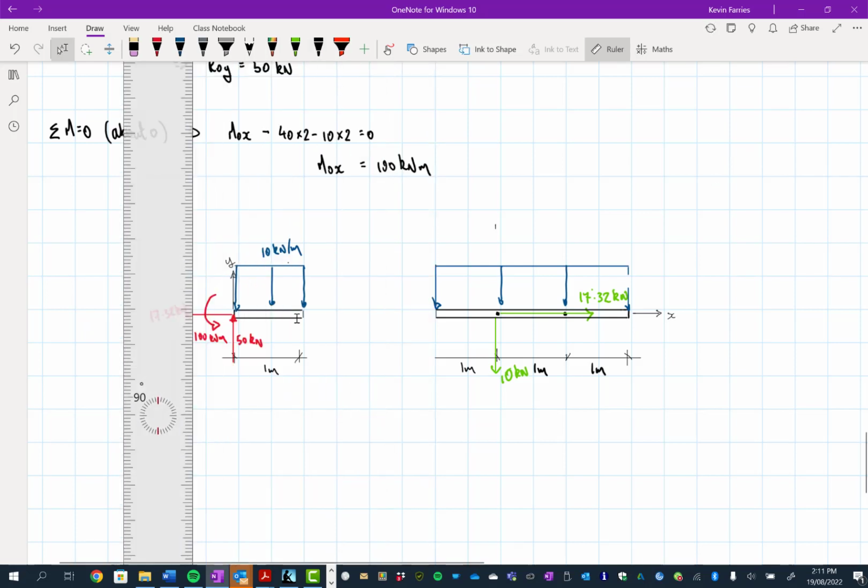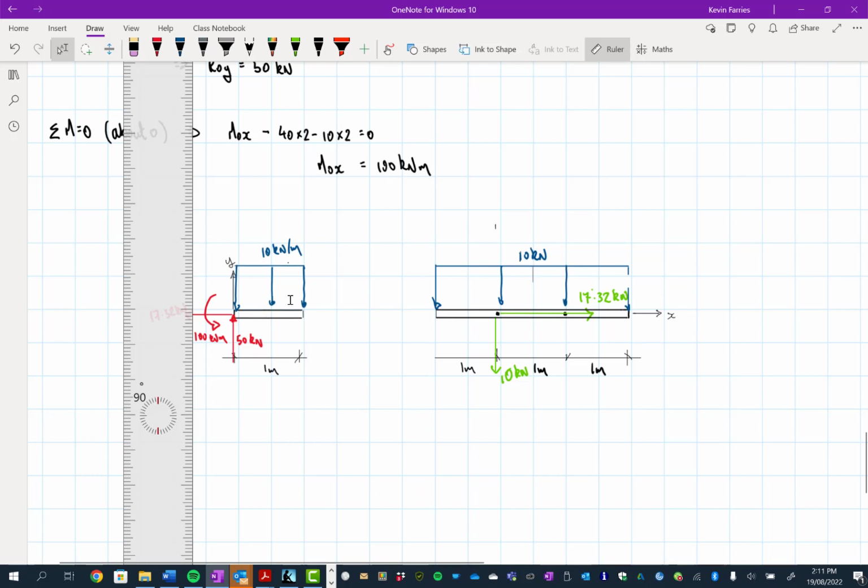Why do I want the UDL back? Because I've got to allow for which part of the UDL is on this section, the right-hand side section and the left-hand side section. And so I've put those back again. And so then I'm going to have to figure out the equivalent load for this again, and the equivalent load for this one here. And so I might just draw another diagram.